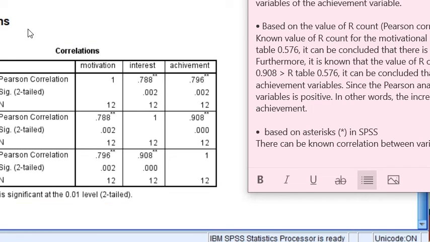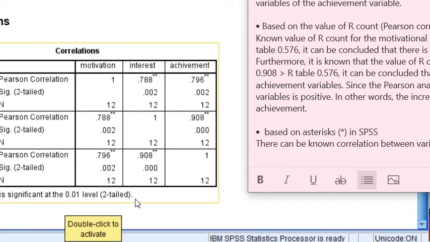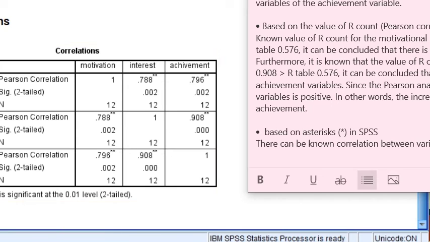So the last way we can analyze this data is based on the asterisks in here. There can be a correlation between variables associated with a significance level of 1%. So we can see the significance level of 1% is marked here. It means there's a correlation between this data. I think that's all for bivariate analysis.